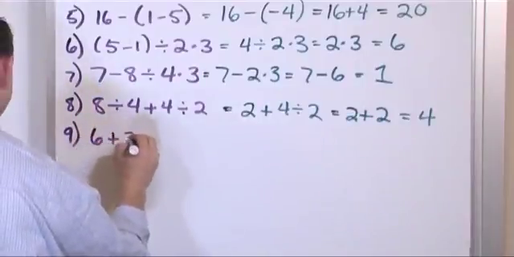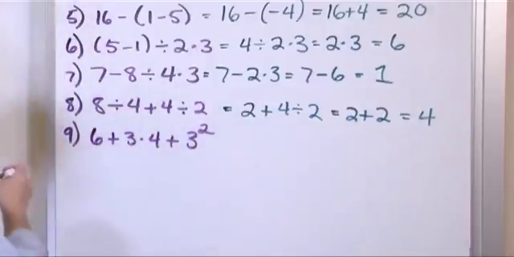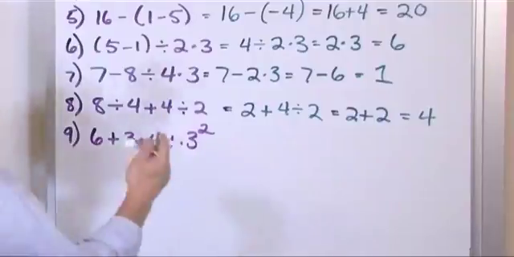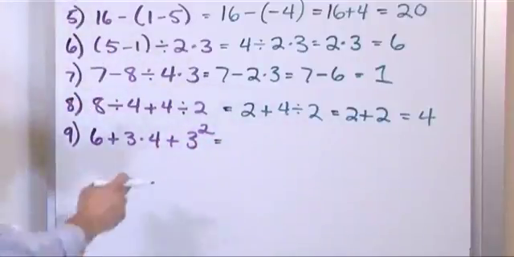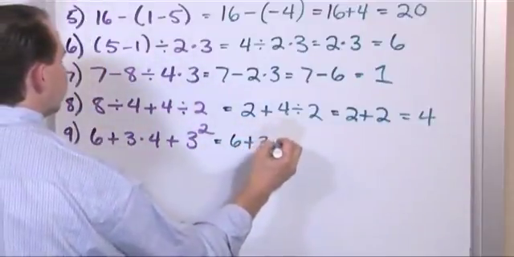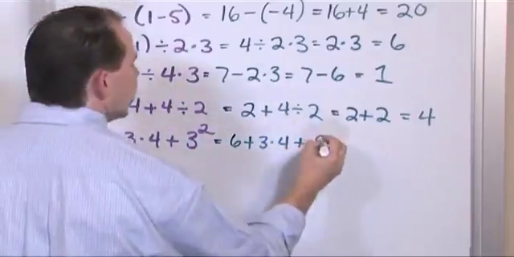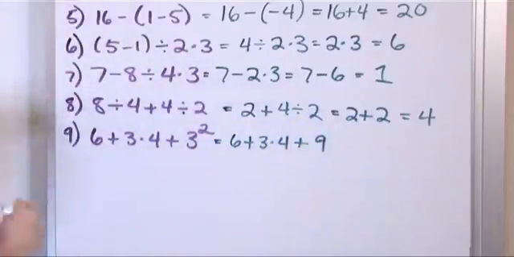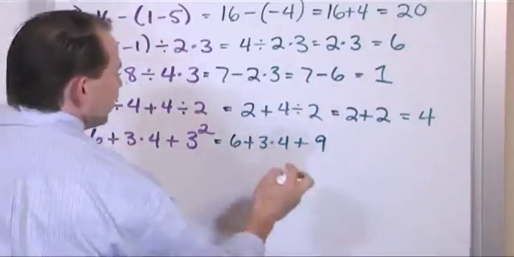6 plus 3 times 4 plus 3 squared. Okay, do we have any parentheses? No, we sure don't. Next thing, do we have any exponents? Yes, we do. So we do that first. 6 plus 3 times 4 plus 3 squared is 3 times 3. Now that's 9. Now you look again and you say, well, I've got addition going on. I'm going to do that last. I have to do the multiplication first.